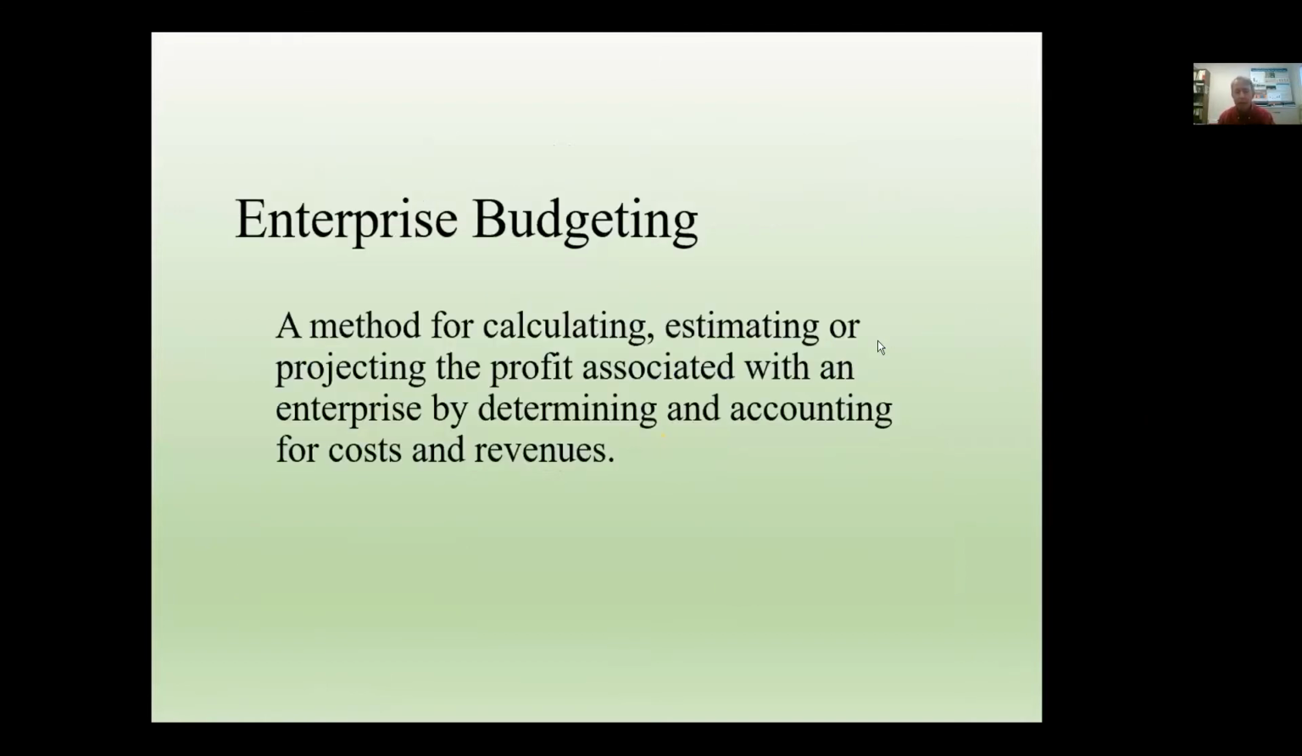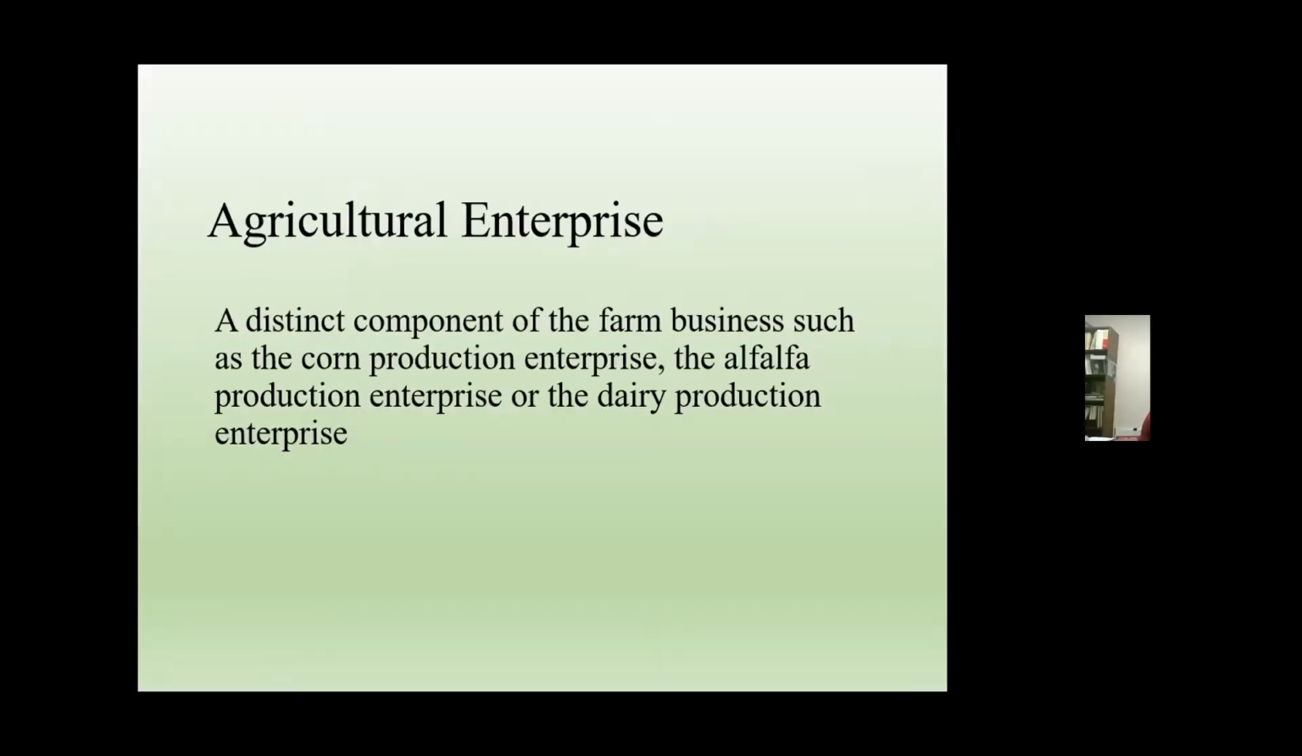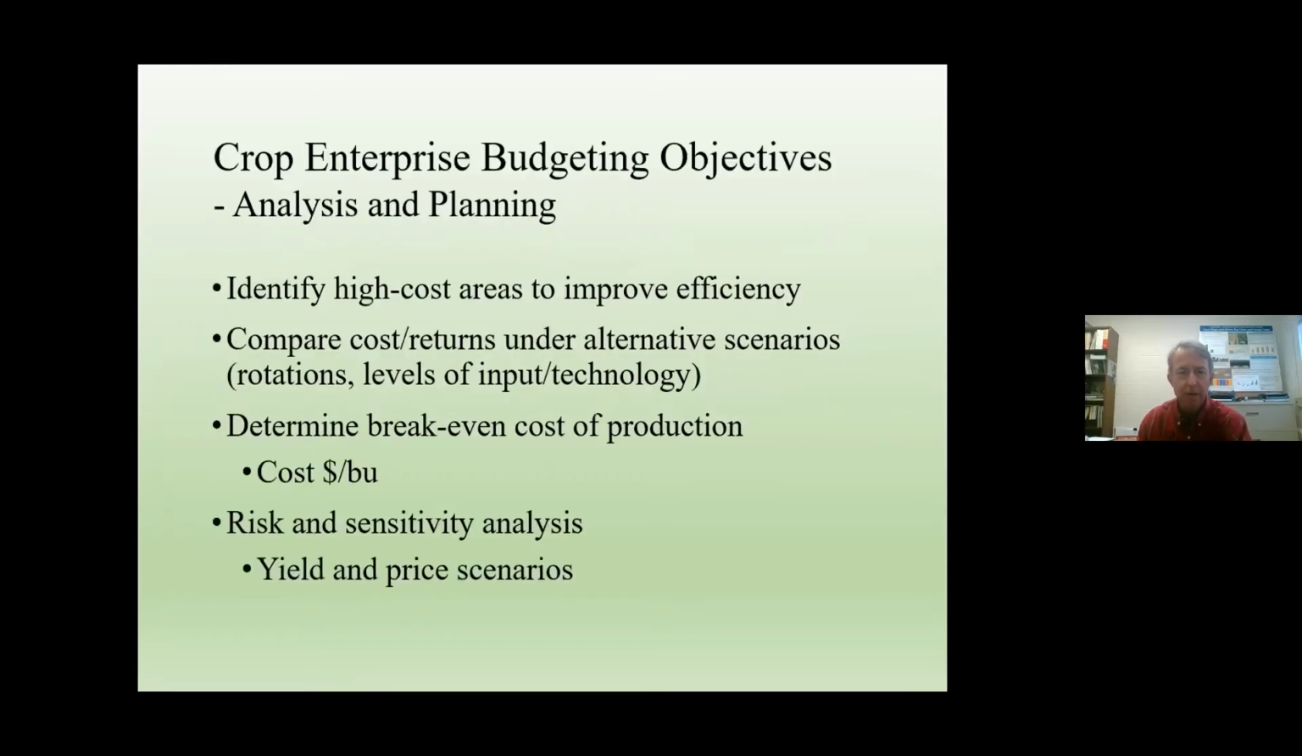To start off, enterprise budgeting is a method for calculating, estimating, or projecting the profit associated with an enterprise by determining and accounting for costs and revenues. An agricultural enterprise would be a distinct component of the farm business, such as the corn production enterprise, the alfalfa production enterprise, or the dairy production enterprise. This morning, we're mainly concerned with crop production.